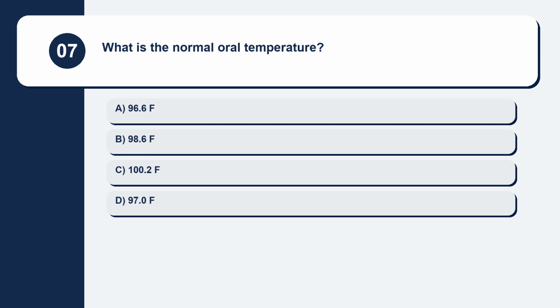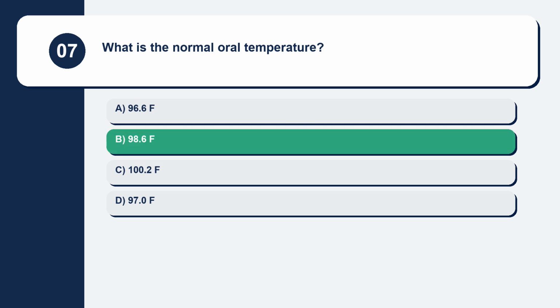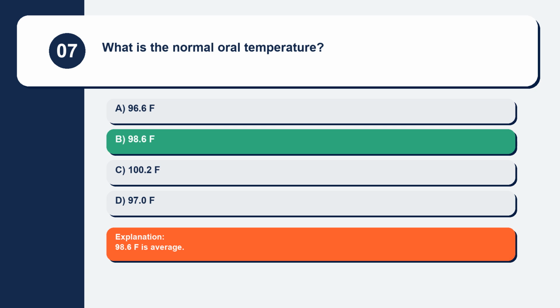Question 7. What is the normal oral temperature? 96.6 F, 98.6 F, 100.2 F, 97.0 F. Answer: 98.6 F is average.